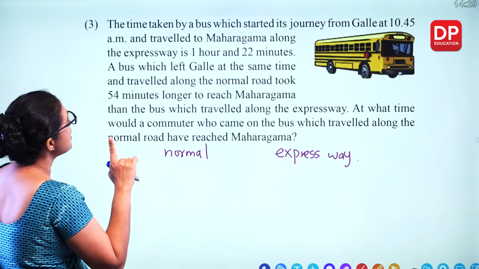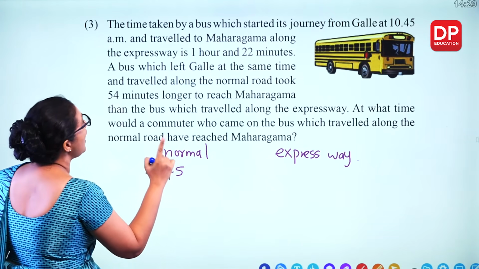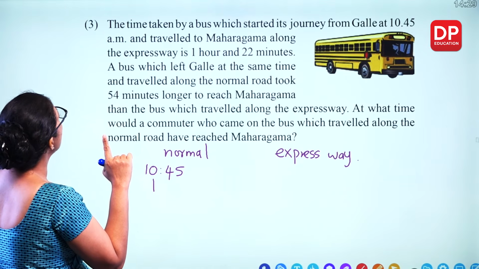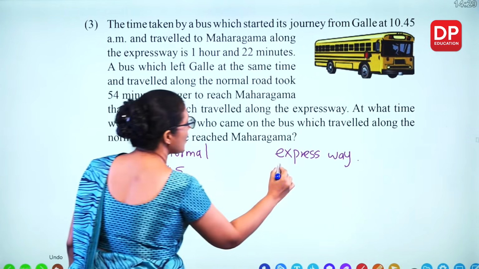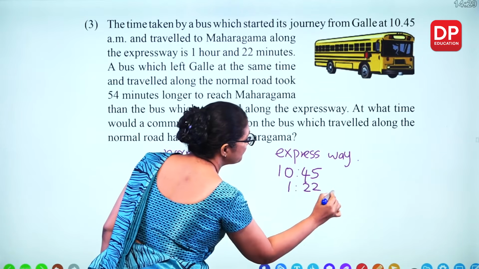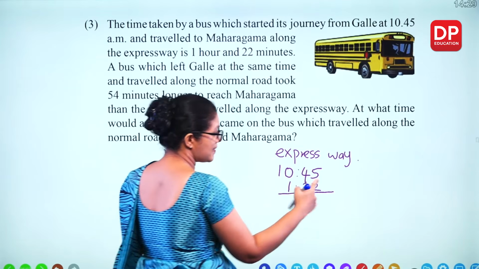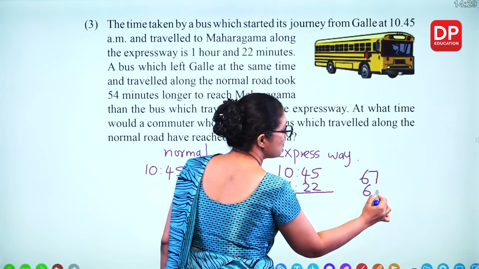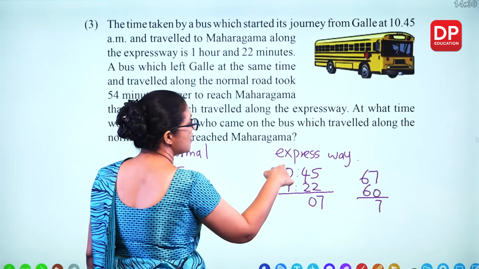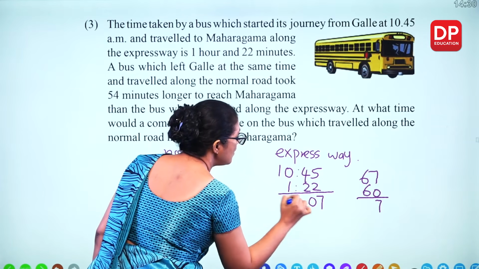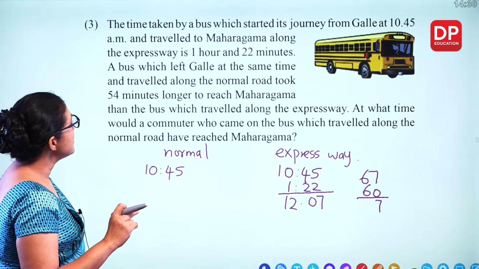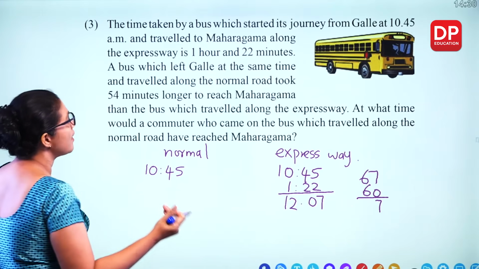So what's the time? Starting time 10:45. And it took 1 hour 22 minutes, which is given for the expressway. 10:45 and 1 hour and 22 minutes. You can't add it directly because it's more than 60. So we'll do it here and subtract 60 from that, you get 7. And here you need 1. 11 plus 1, 12. 12 hours and 7 minutes. That's for the expressway. And it says the normal way is 54 minutes longer.